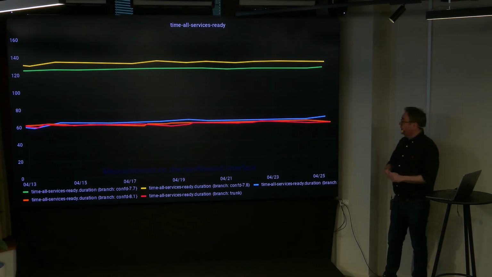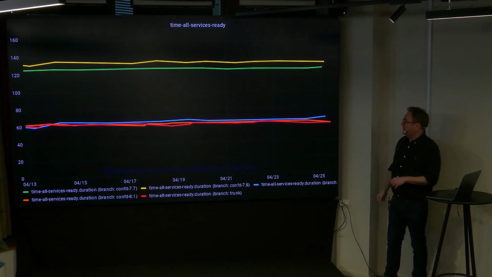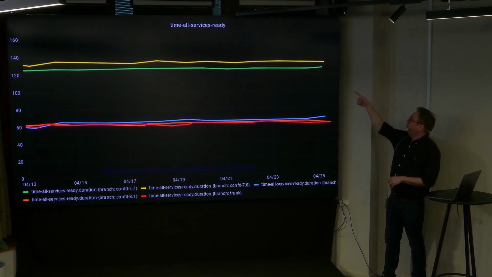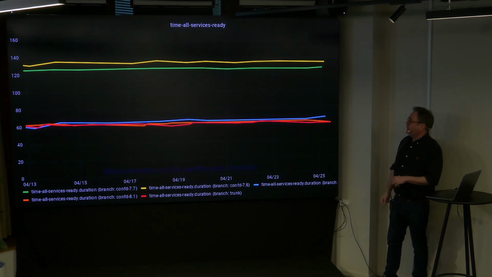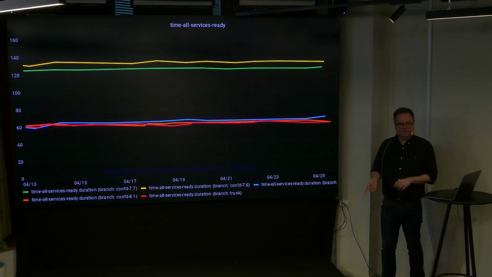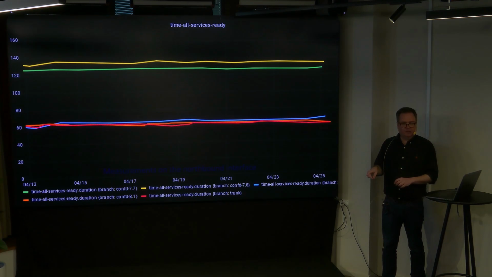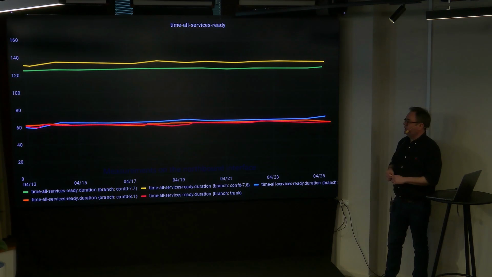Here you can see the red line is trunk, so that is what will be 6.2 now. Then we have 6.1, and the blue one is 6.0. And then we have the older 5.7 and 5.8. I think that 5.6 is still an active branch, but we are not using it, or it's not supporting 3-layer LSA, so that's the reason why it's not included here.